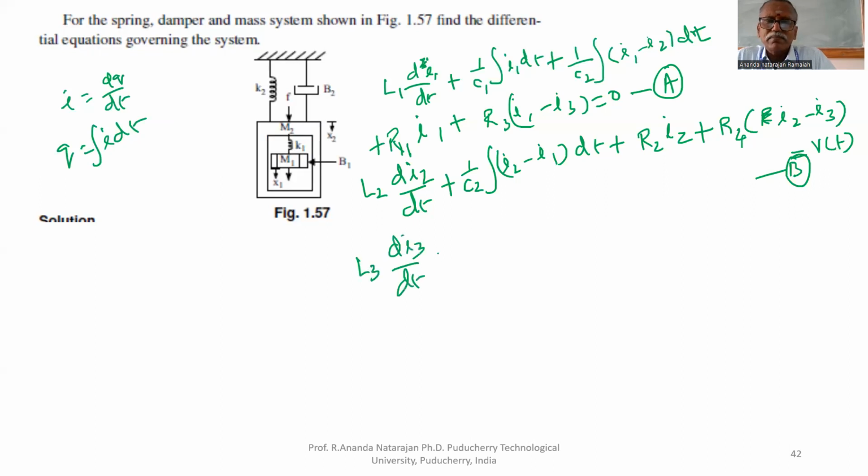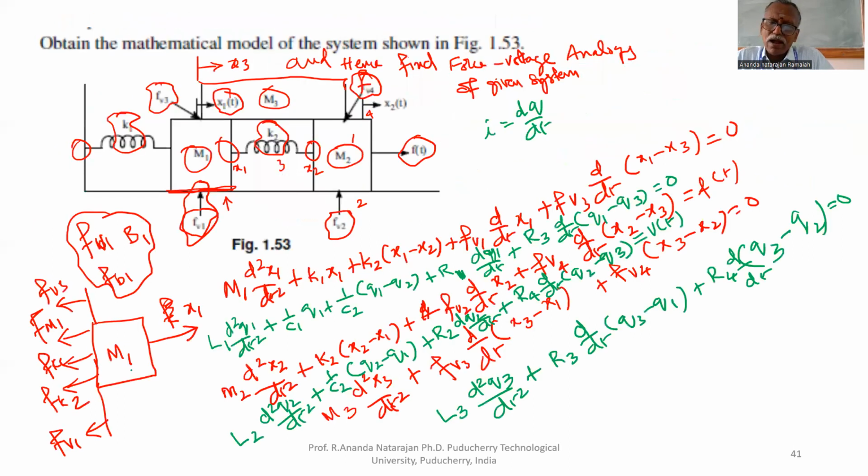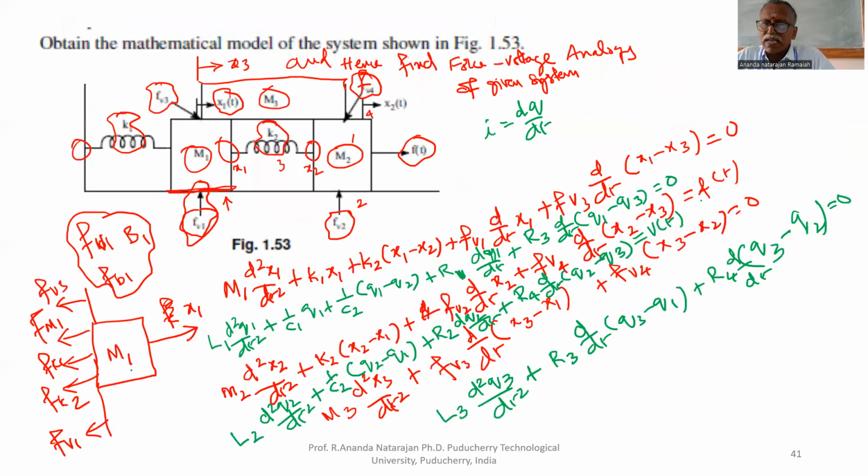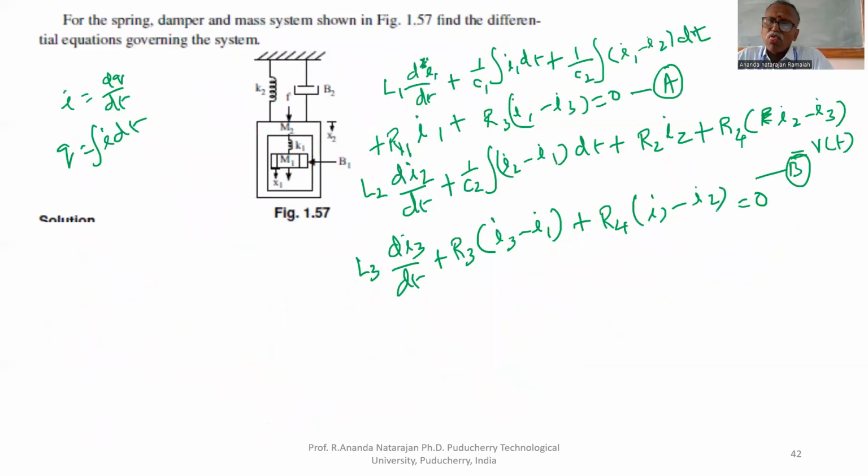Third equation, L3 di3 by dt plus R3 (I3 minus I1) plus R4 (I3 minus I2) equal to 0. This is the third equation. Now we have to draw the circuit for these equations.